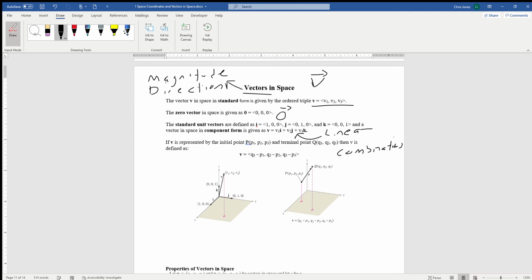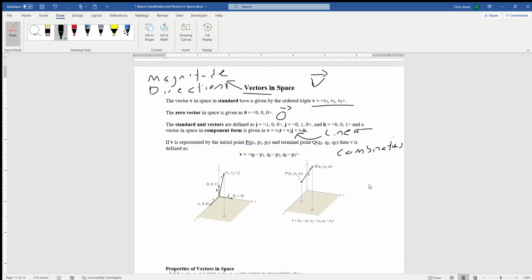So if I use those terms interchangeably, make sure we understand the difference between standard and linear combination. It's really easy to compute a vector and put it into the standard form or even into the linear combination form. We just take the initial point and subtract that from the terminal point, and we just put that into a vector form.